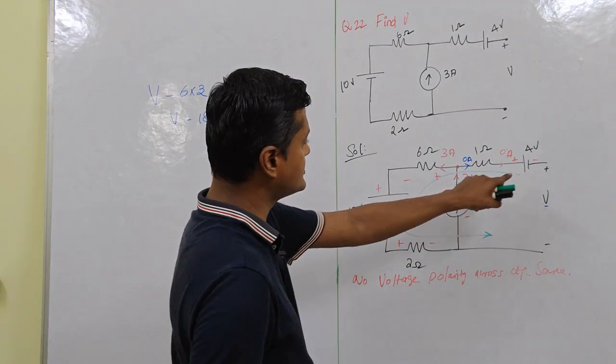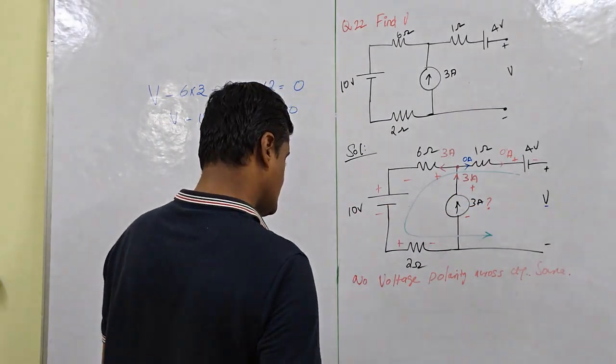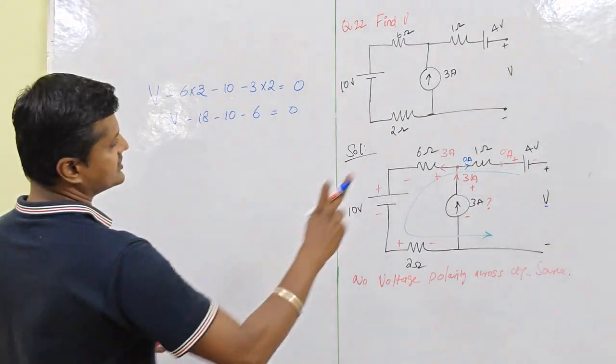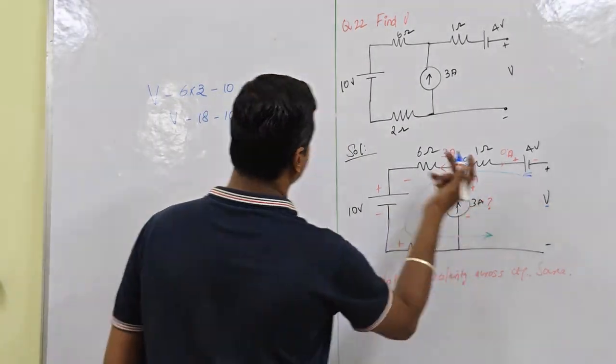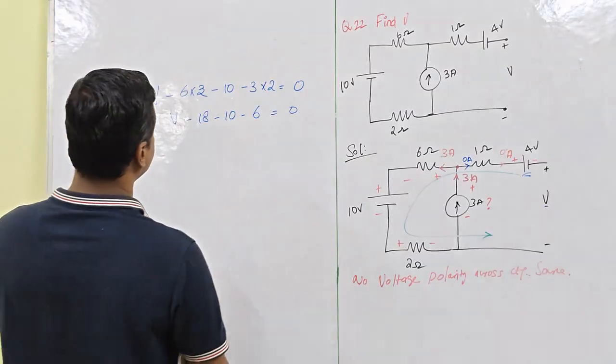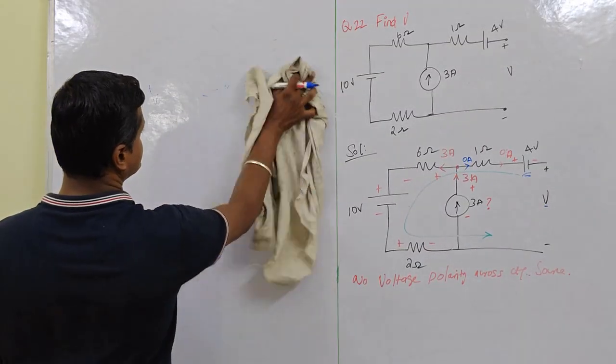So here what did we miss? This 4 volt source we have missed, right? 0, 18, 10. So what did we just miss here, sir? We have missed this 4 volts. So we have to include it, just to rewrite these equations.